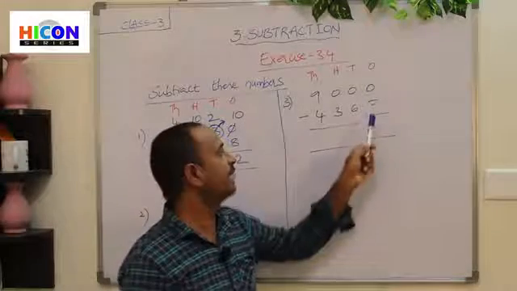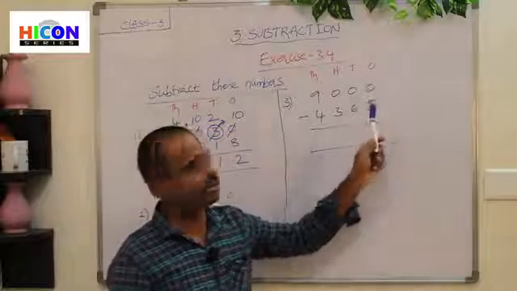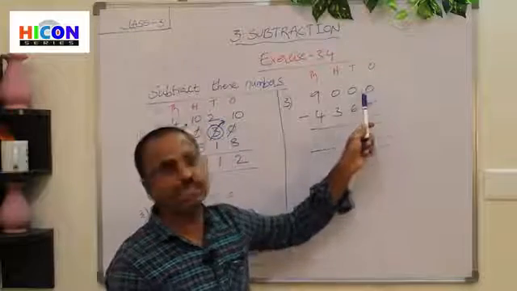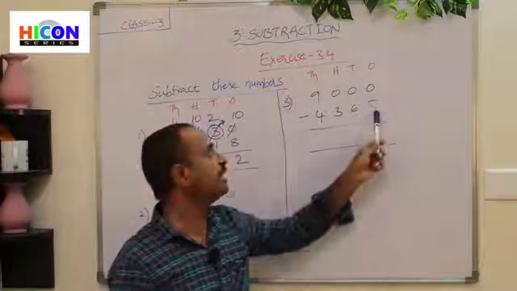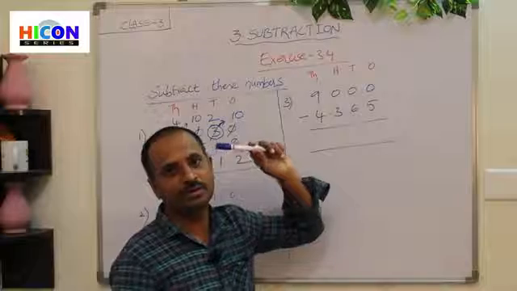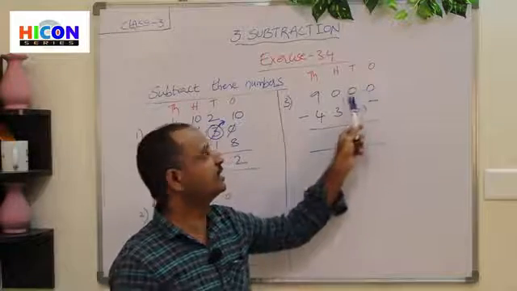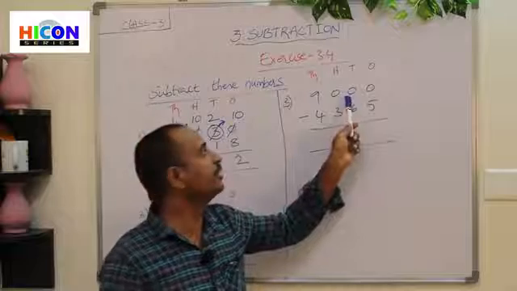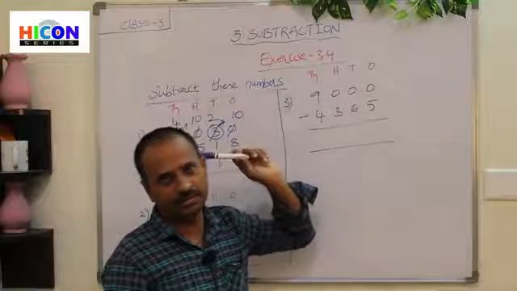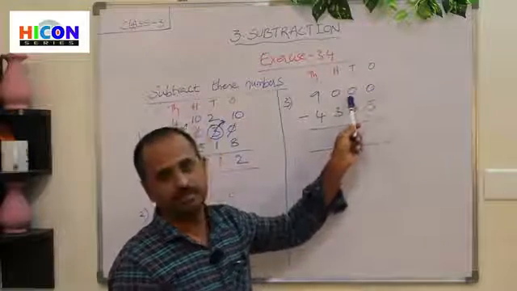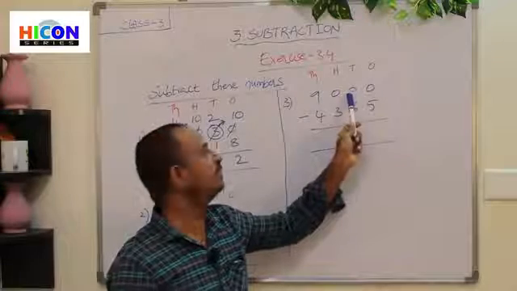We cannot subtract 5 from 0 because 5 is the greater number, 0 is the smaller number. We cannot subtract a greater number from a smaller number. So then what do we have to do? We have to borrow from its next place. That means we have to regroup tens place. So now go to tens place. We have to borrow from tens place.